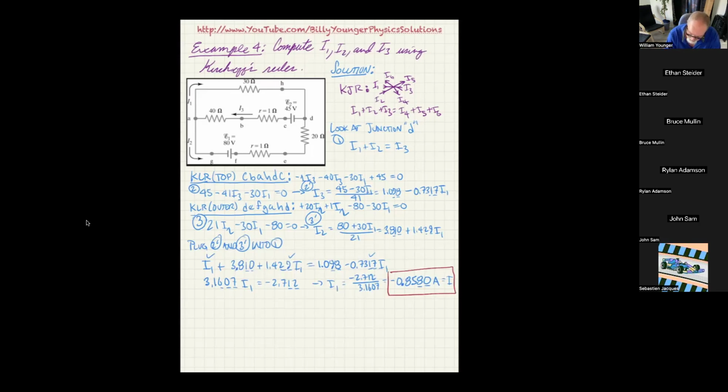Now I'm going to take equation 2 prime and get I3. So from 2 prime, I get I3 is equal to 1.098 minus 0.7317 times I1, which is negative 0.8580, like that. And this will give me 1.098 minus 0.7317 times negative 0.8580. That gives me 1.7258.